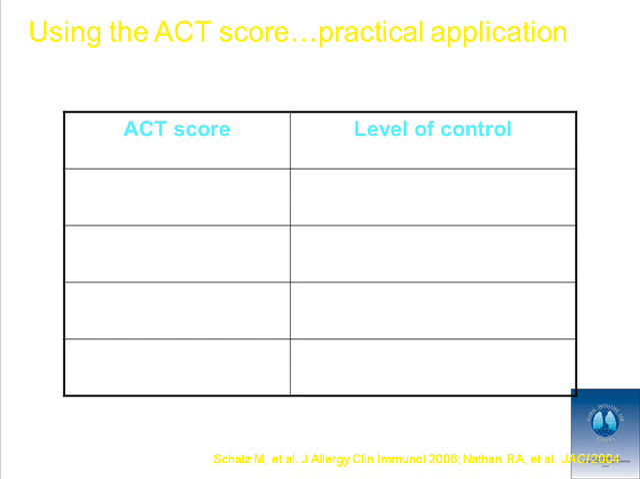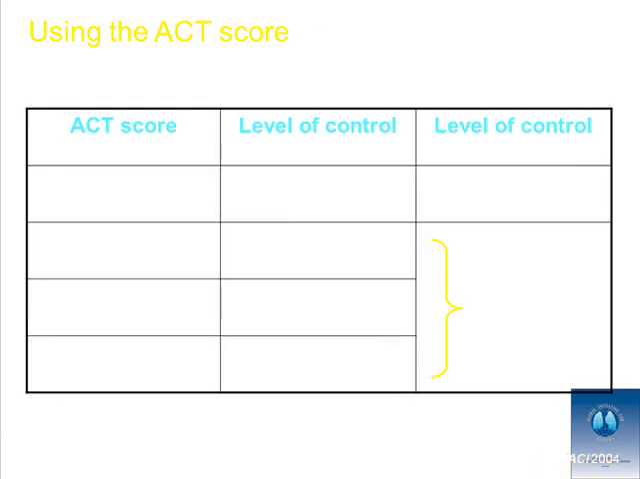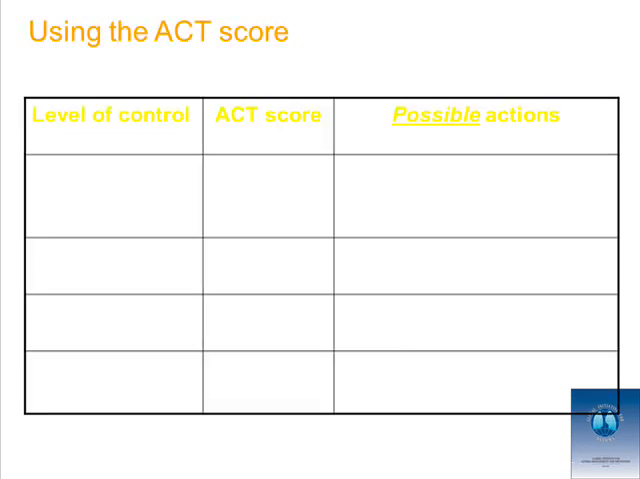Basically, a score of 20 to 25 is good, 15 to 19 inadequate, and anything below that is poor. Or another way to remember is 20 to 25 is good or well controlled, and anything below that is not well controlled. What are the possible actions that you can do? A perfect score can step down for at least 3 months and monitor their control in that 3 months. A good ACT score, maintain the current therapy or regime.